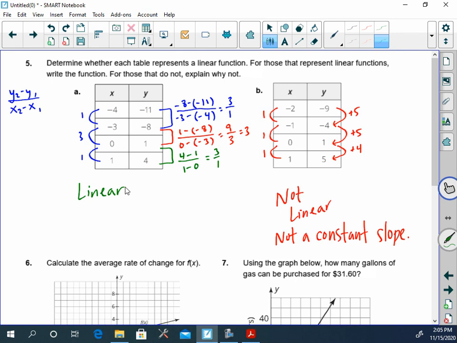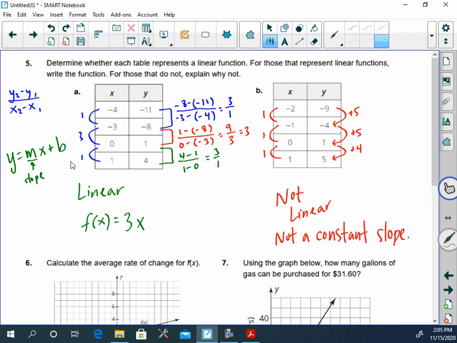And then it says, for those that are, write the function. So our function would be like f of x equals, or we've been using n. It's fine if you say f of n equals. But we're writing this equation, y equals mx plus b. I'm just writing it in function form. And the m here is my slope. And the slope is what I just found here. Okay, it's 3 all over the place. So this is going to be 3x.